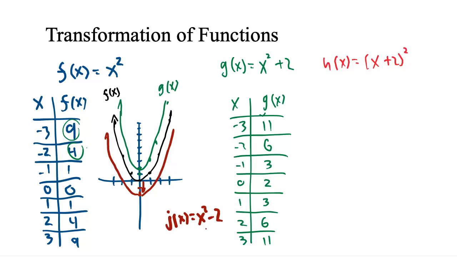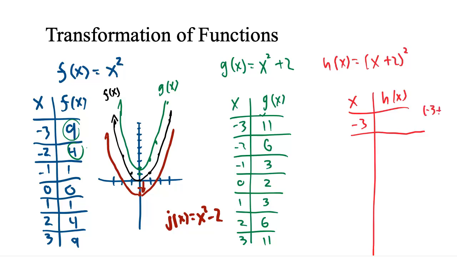Now, let's think about what happens for this last case. What about if it's inside of the parentheses? If I think about this table, I'm going to have to break this down a little bit more. If x is -3, let me show how to calculate. I'd have -3 plus 2 squared. Well, -3 plus 2 is -1. Square it, you just get 1. Then -2 plus 2 gives me 0. 0 squared is just 0.